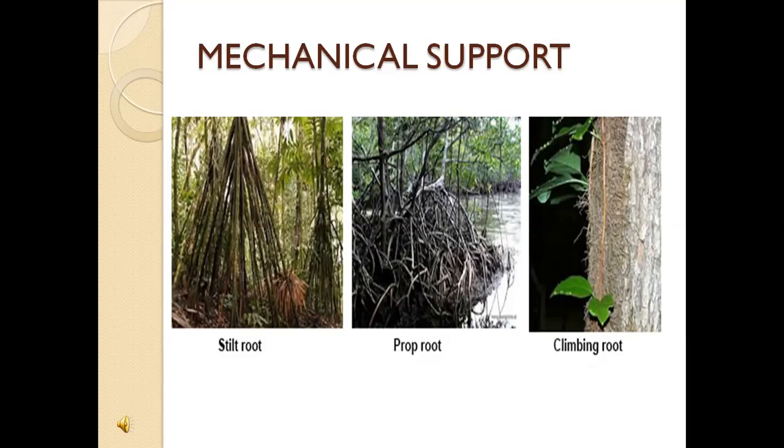Adventitious roots arise from the nodes at the base of the stem. Second one, prop roots. Roots are modified to provide mechanical support, as seen in the banyan tree. These roots grow vertically from horizontal branches of a tree. Third one, climbing roots. Betel and black pepper are examples of climbing root. Nodes and internodes bear roots which help in climbing.